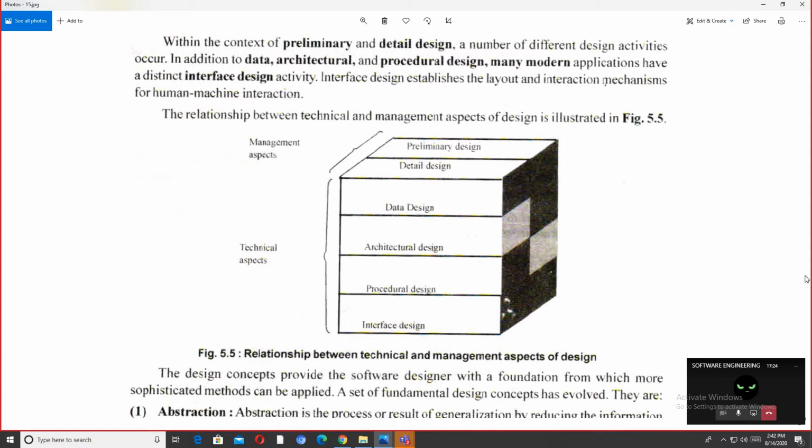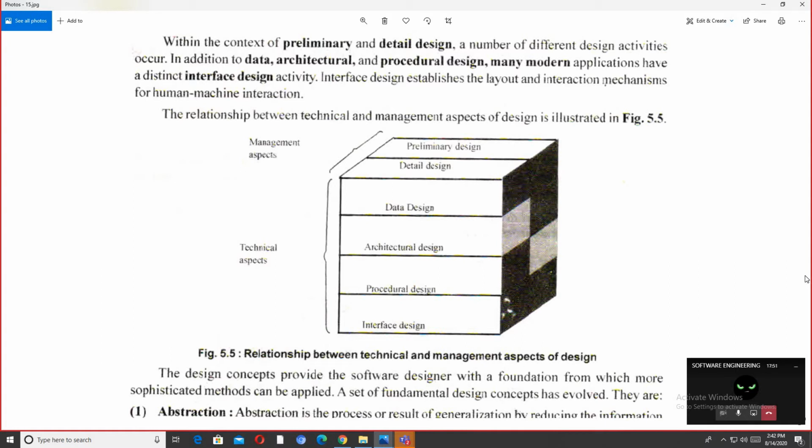Interface design establishes the layout and interaction mechanism for human-machine interaction. Unless there are interfaces, human users will not be able to control or do any activity on the software system. So interface design has to be very precisely designed, and the layout and interaction mechanism for human-machine interaction must be created.